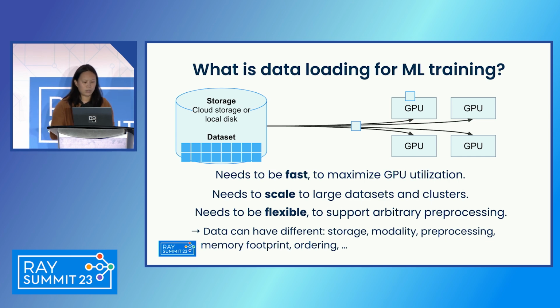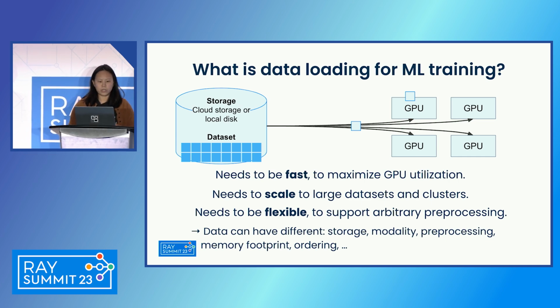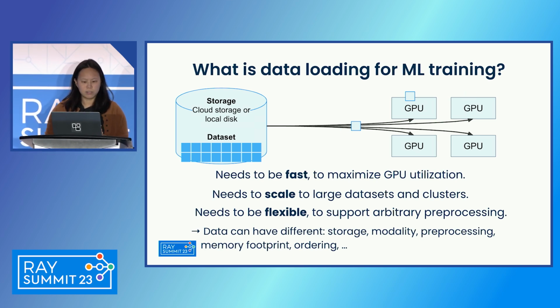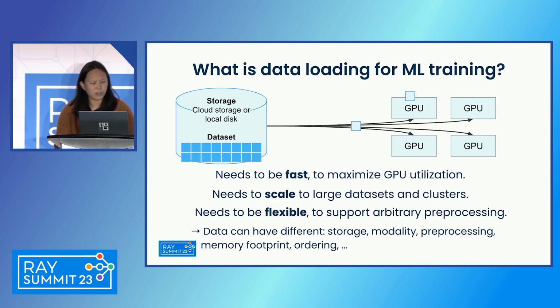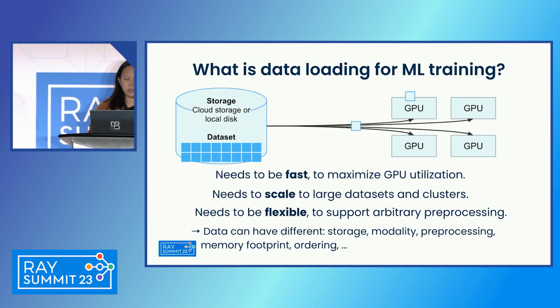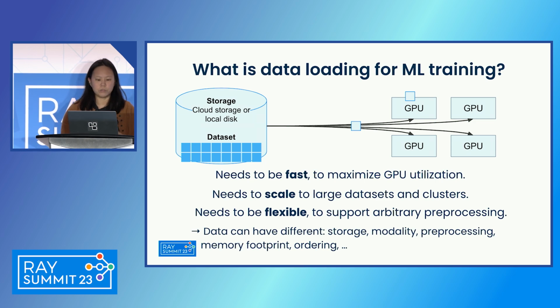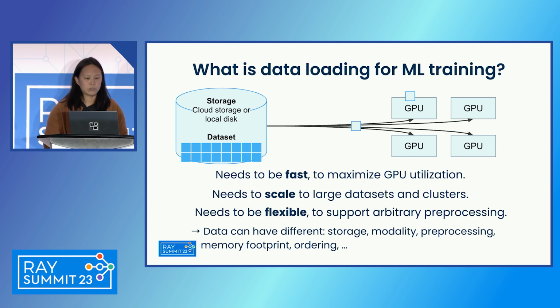Well, in data loading for ML training, the setup basically looks something like this, where you have some GPU trainers in a cluster, and you have a data set that's stored either on local disk or cloud storage. And what you want to do is load all of your data into memory and stream that to your GPU trainers.